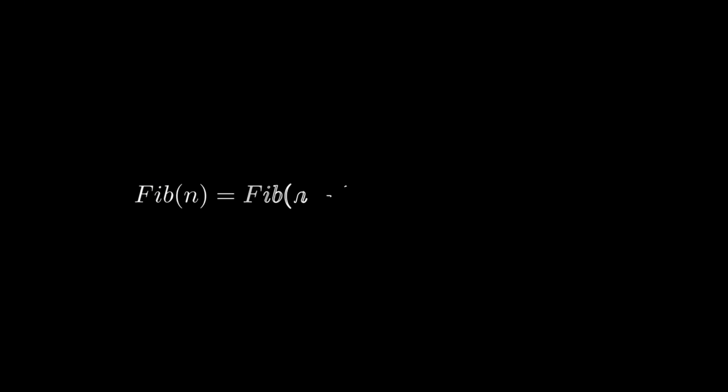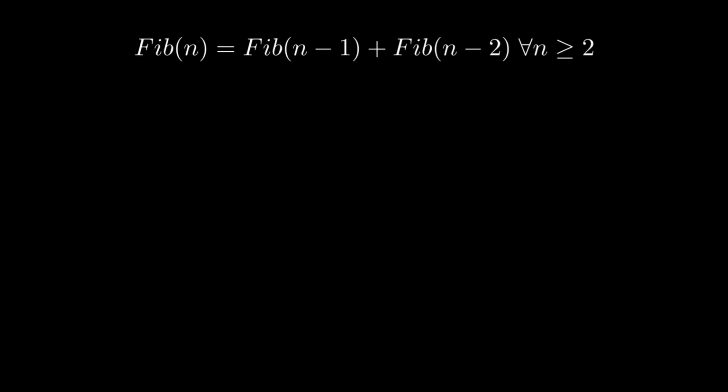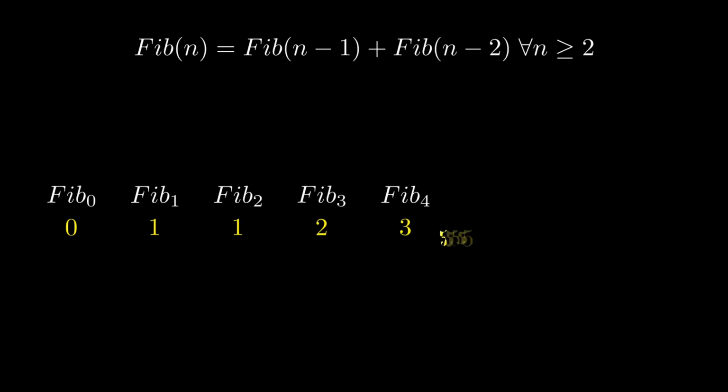The Fibonacci sequence is defined by each number being the sum of the two preceding ones. The first two terms are 0 and 1. The next term is 0 plus 1 equals 1, then 1 plus 1 equals 2, and so on. This process continues to generate the sequence.